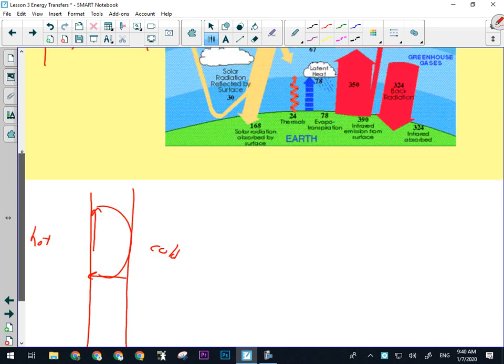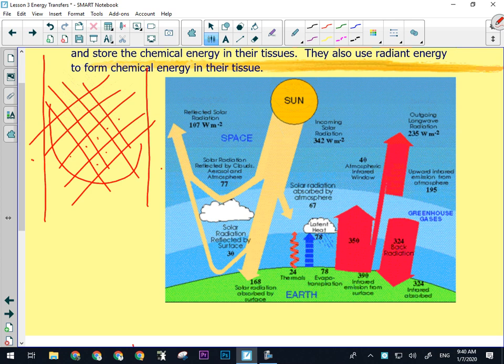If I insulate the wall, the air can't move, and can conduction occur through the air? No, conduction only occurs through solids. Try this sometime. When it's really, really cold outside, run your hand along the wall.